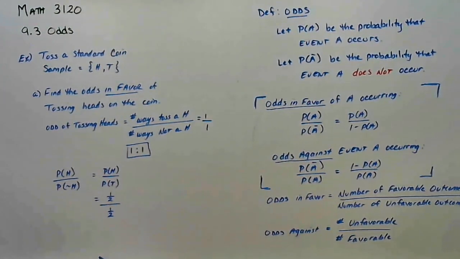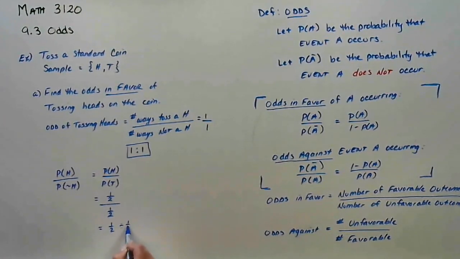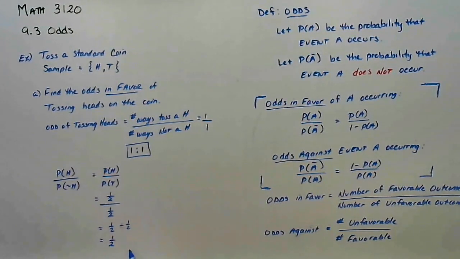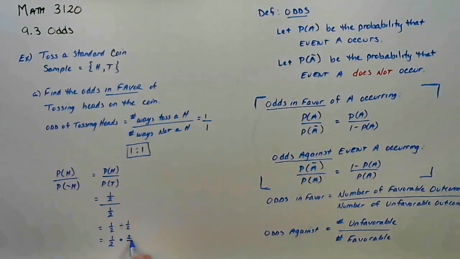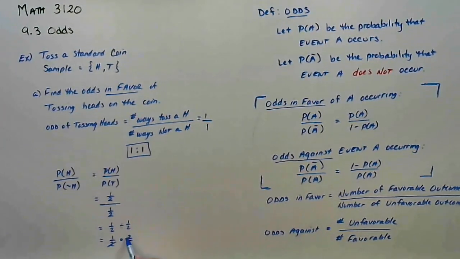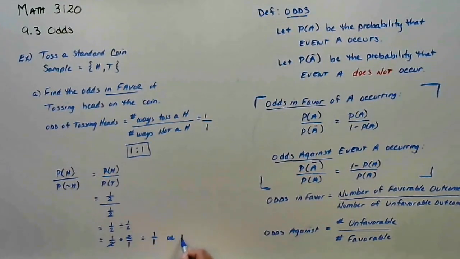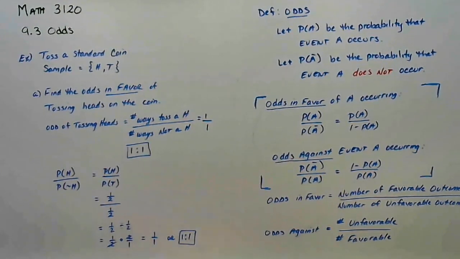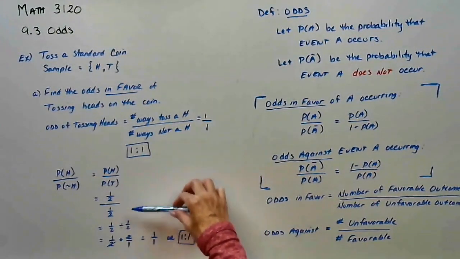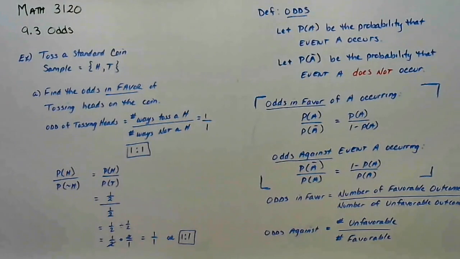Anything divided by itself is 1, or you could always say 1/2 divided by 1/2. Whenever you divide fractions, the first fraction stays the same, and by definition, division means to multiply by the reciprocal. And now you can see that when I reduce, the 2's reduce, and we are left with a 1-to-1 ratio. So whether you use words to describe it or whether you use probabilities, we end up with the same result. Okay?